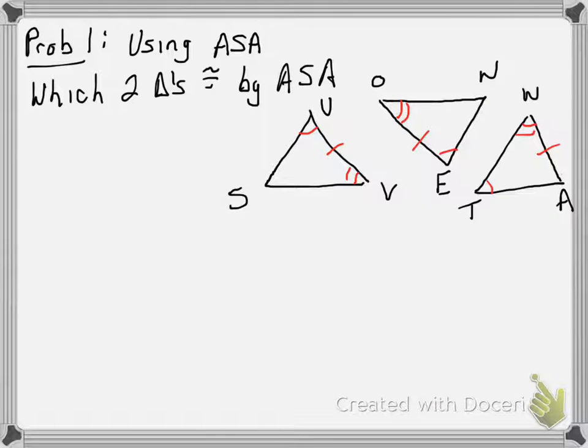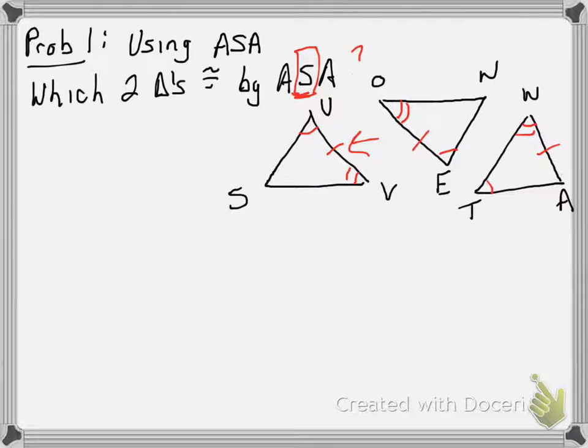Problem 1 is using the angle side angle theorem: which two triangles are congruent by angle side angle? So this is a question. What I'm looking for is the S in between the two angles. Okay, so if I look at triangle SUV here, I'm going to see that the side is between. So that's a good start.